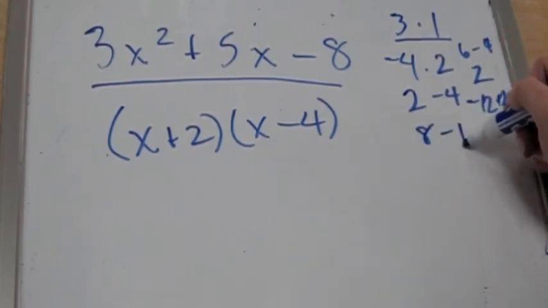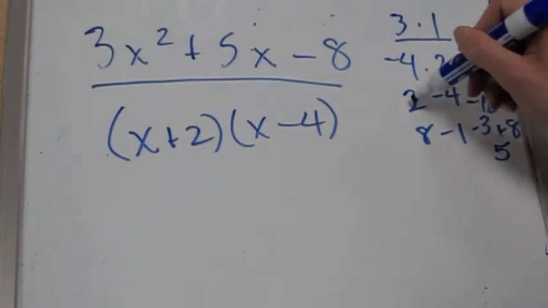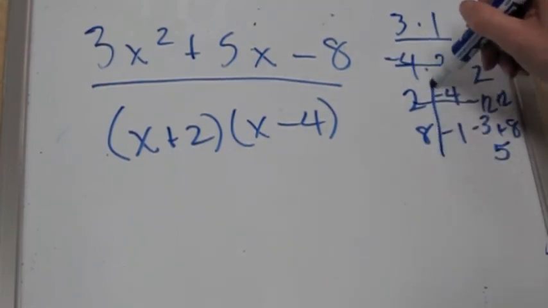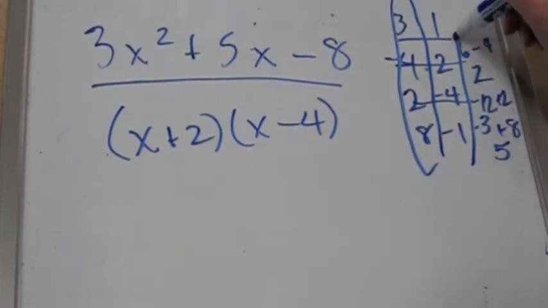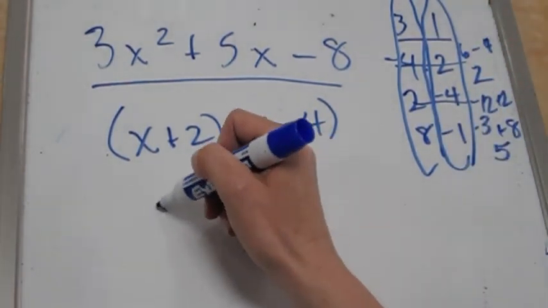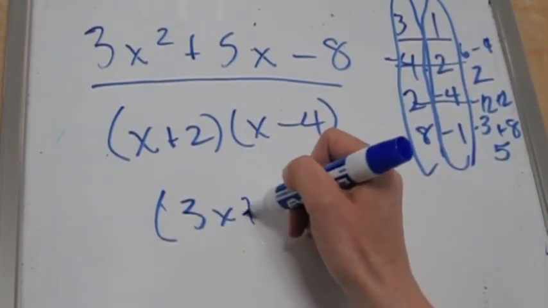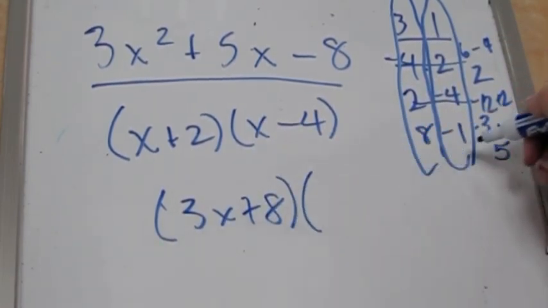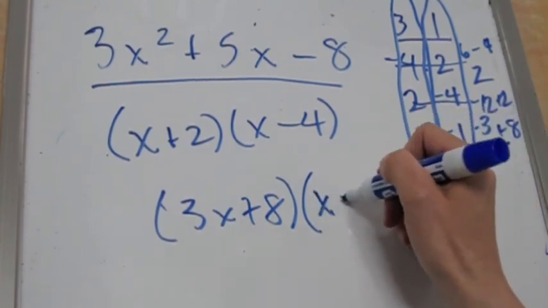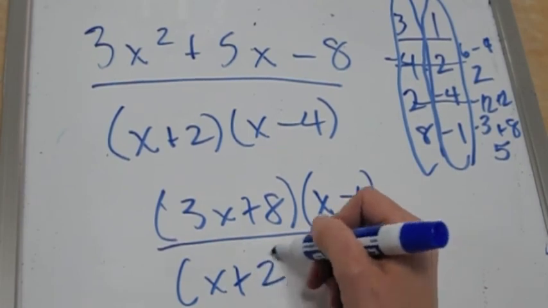So 8 and negative 1. This gives me negative 3 and 8, which gives me 5, and that's my middle coefficient. So this is my answer. This is my first set of parentheses, and this is my second set of parentheses. So my two factors will be 3x plus 8 and x minus 1, over x plus 2 times x minus 4.